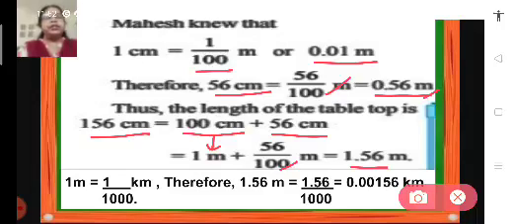Similarly, if we want to convert this into kilometers, we know that 1 meter is 1 upon 1000 kilometers. So 1.56 meters will become 1.56 upon 1000. That means it is 0.00156 kilometers.